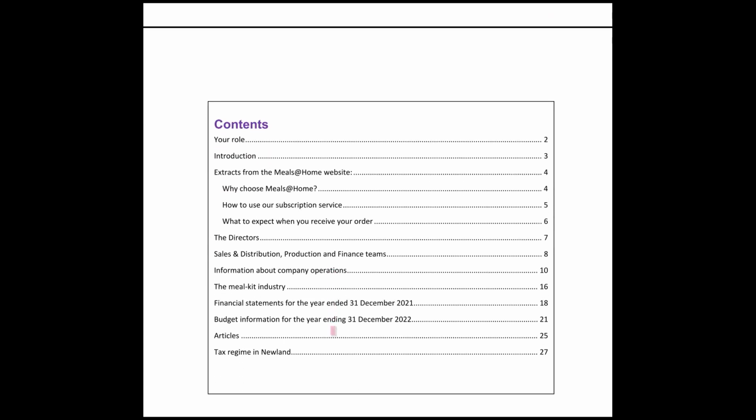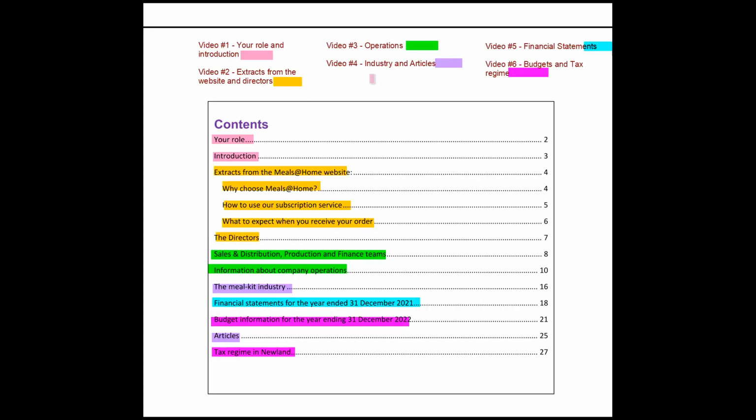So here's the contents page of this pre-seen document. These are all the things that we are going to be running through in this pre-seen analysis, and I'm going to talk you through which videos I'm going to be covering which aspects of the pre-seen. So there are 6 videos in this initial series before we get into the strategic analysis and the top 10 issues. There's a little key I've put on screen, nicely color coordinated. In this video, video 1, we've done a little introduction and we're going to be going over the your role and the pre-seen introduction sections.